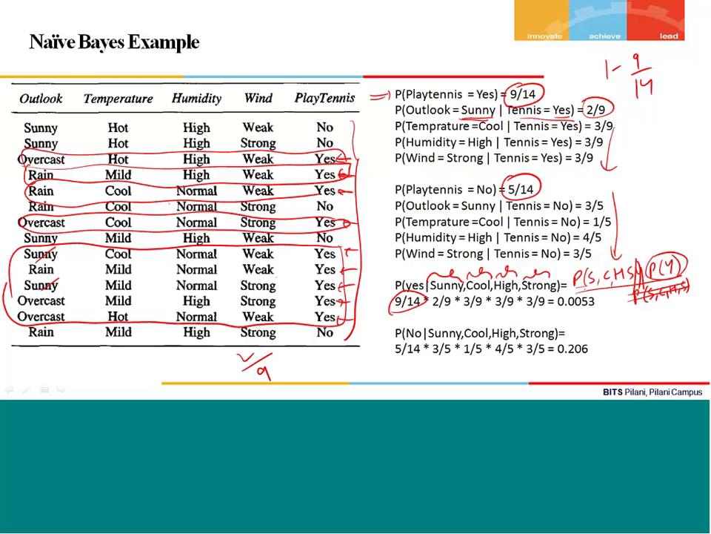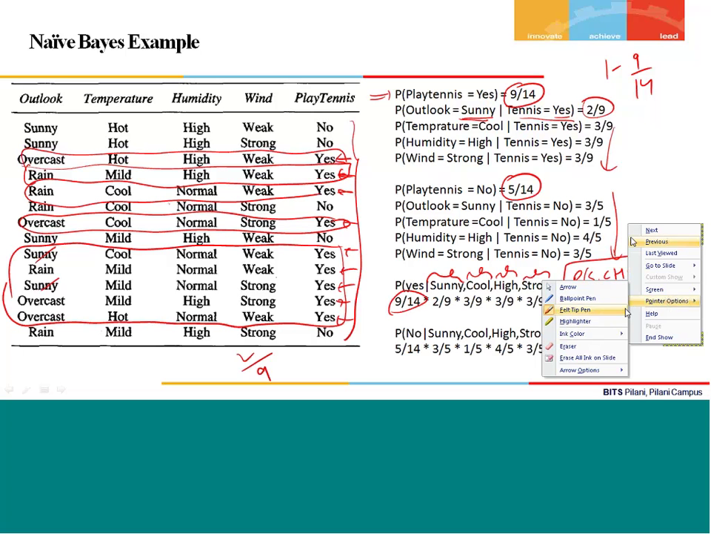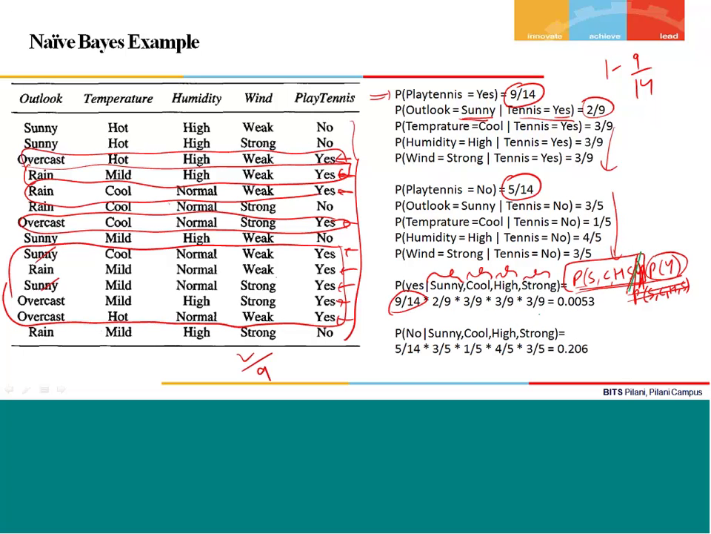I have assumed conditional independence, so it's given y. So probability of S, C, H, S given Y, you can write as probability of S given Y into probability of C given Y. Likewise, you can expand all the 4 parameters. Now probability of sunny given Y is 2 by 9, so this 2 by 9 comes here. Likewise, now I will calculate probability of cool given yes, so 3 by 9. And similarly, I will put all the other factors.